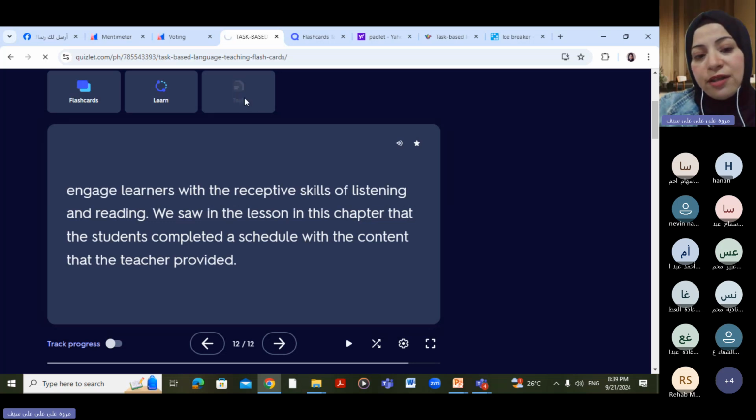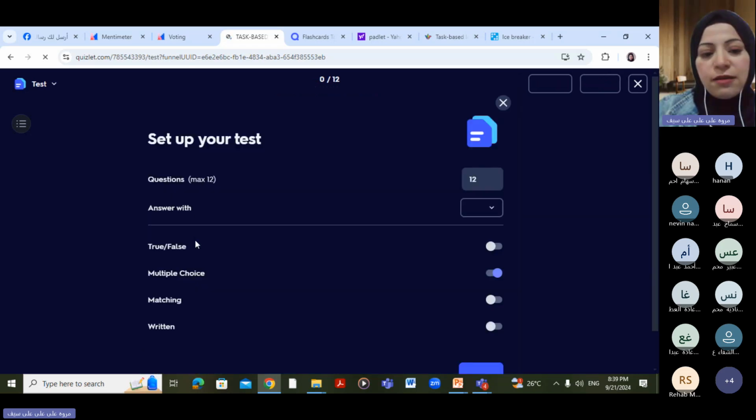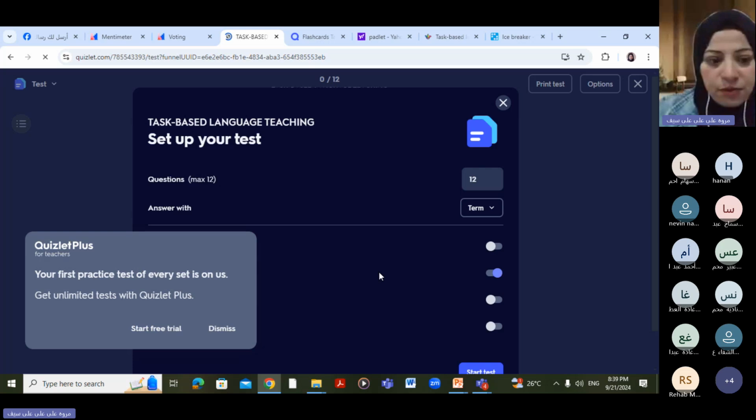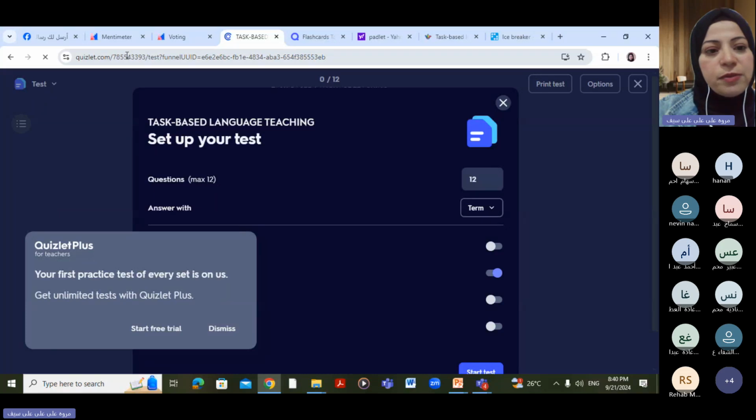Now, ready for the test, it's a match activity. We will recap or revise our knowledge of this part. So this is the definition, and let's choose, just a second. Sorry, something happened. Let me just refresh it. Yeah, we have it. Now, can you see my screen? Yes. Okay. I think something is wrong with the website itself. Sorry for that. Let me refresh it.